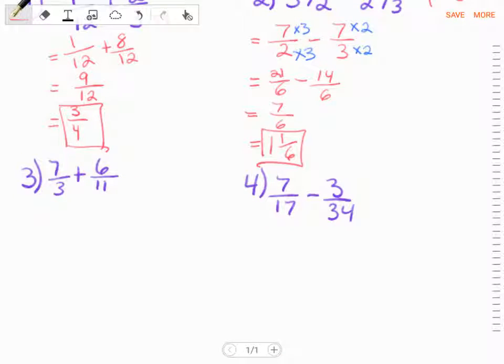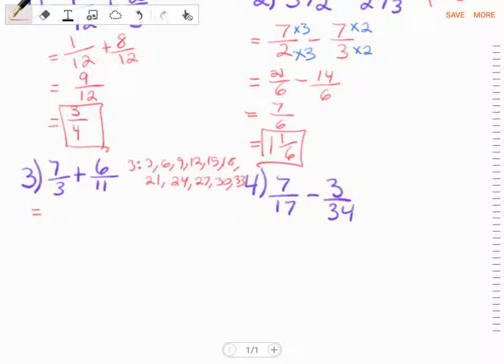I have 7/3 plus 6/11. If I'm going to do this, I'm going to have to find a common denominator again. The easiest one I'm going to be able to do is think of your least common multiples here. And guys, if you need to think of your least common multiples, do it. Start listing out multiples. So multiples of 3 would be 3, 6, 9, 12, 15, 18, 21, 24, 27, 30, 33.